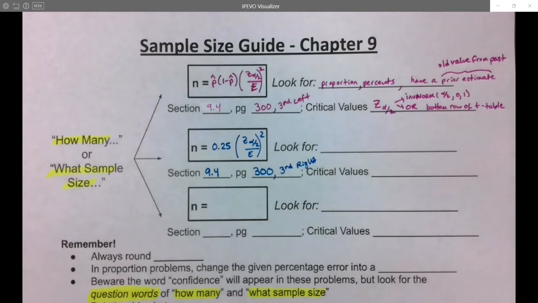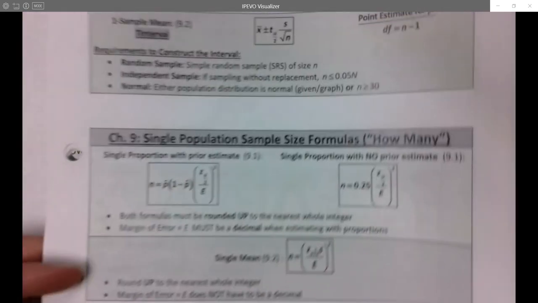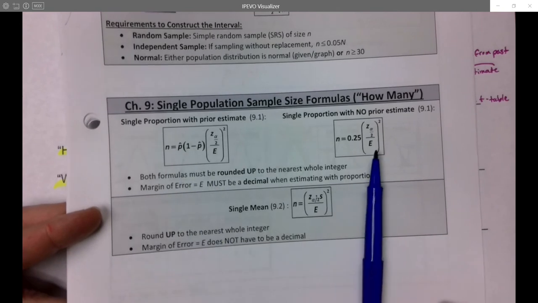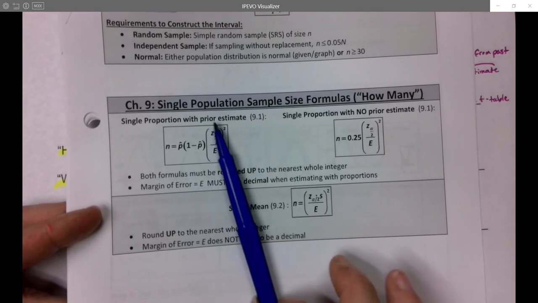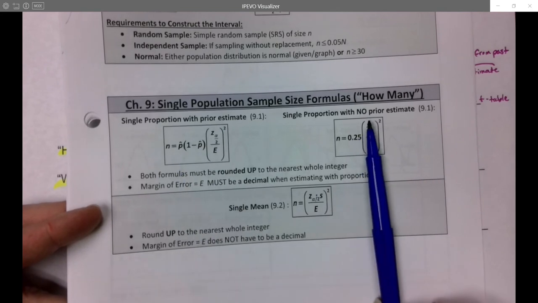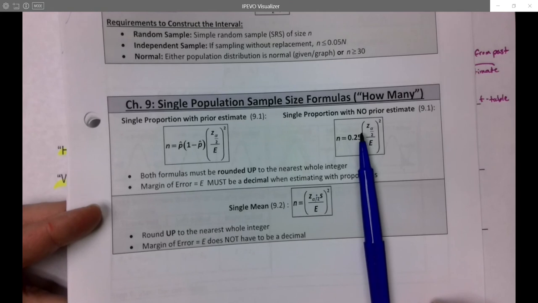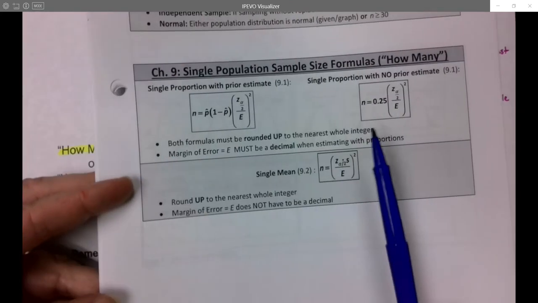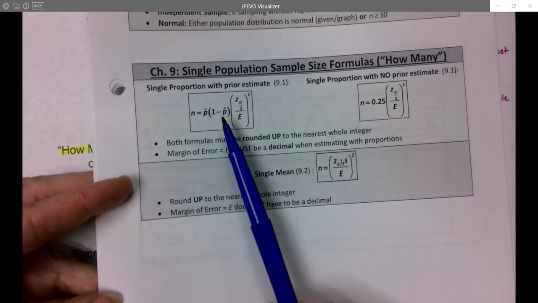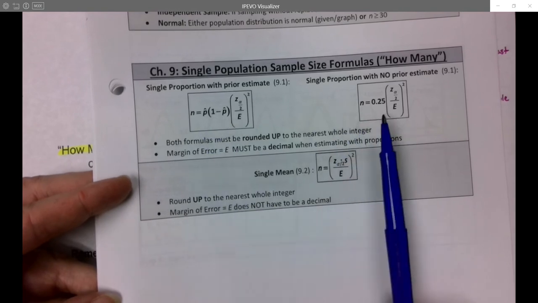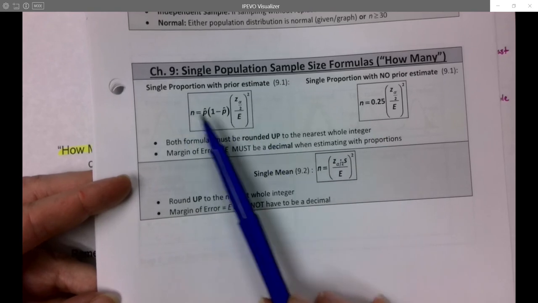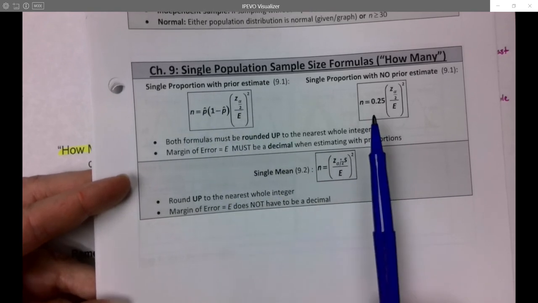So let me show you that really quickly. If you look at page 300, here's the left, here's the right. Right? So this is with prior guess. See the prior? So we have some guess from the past as to what p hat is. And this is when we have no guess what p hat is at all. So what you do when you have no guess of p hat is you put in 0.5 over here. 0.5, 1 minus 0.5 will be 0.5 times 0.5, which is 0.25. This formula actually is this formula. Some books actually only give you the one on the left, but I'm nice and I give you the one on the right also.